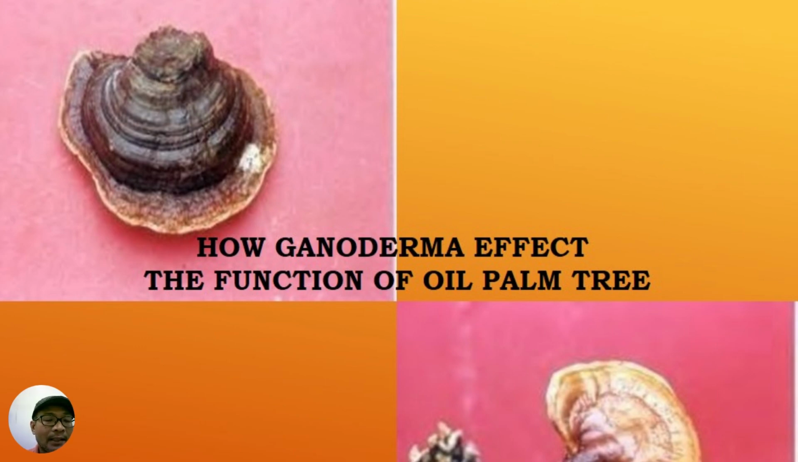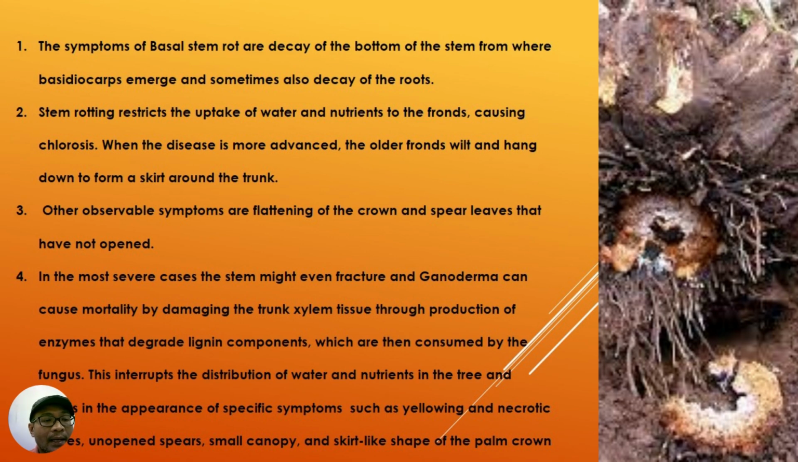Okay, the next topic is how Ganoderma affects the function of the oil palm tree. The symptom of BSR, or basal stem rot, is decay of the bottom of the stem from where basidiocarps emerge, and sometimes also decay in the roots. Stem rotting restricts the uptake of water and nutrients from the fronds, causing chlorosis. When the disease is more advanced, the older fronds wilt and hang down to form a skirt around the trunk. Other observable symptoms are flattening of the crown and spear leaves that have not opened.